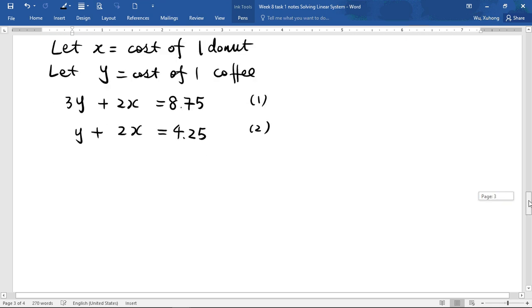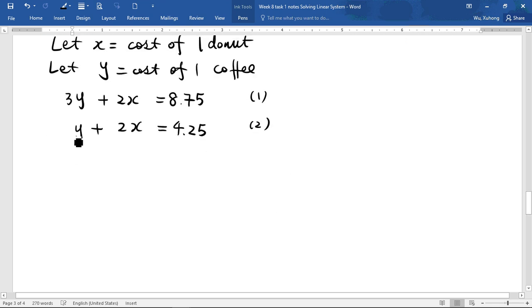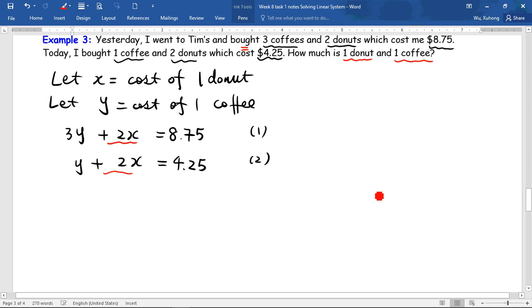For these equations, you could use the substitution method, but the best thing here is that the numbers in front of the x variable are the same. So if we subtract, 2x minus 2x is 0x, you don't have x in your equation, and you have only y left, which will be easy. So 3y minus 1y gives you 2y, and $8.75 minus $4.25 gives you $4.50.